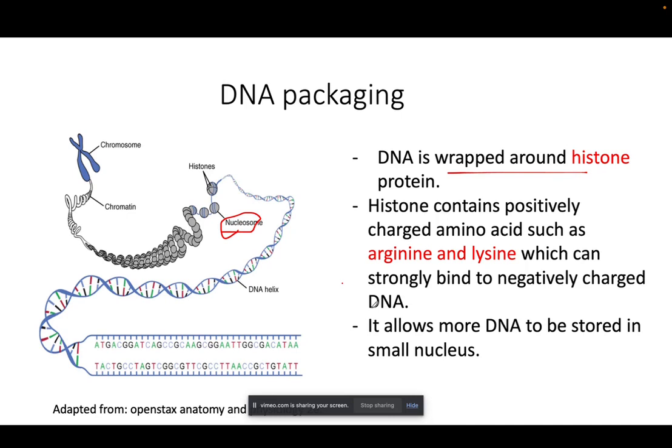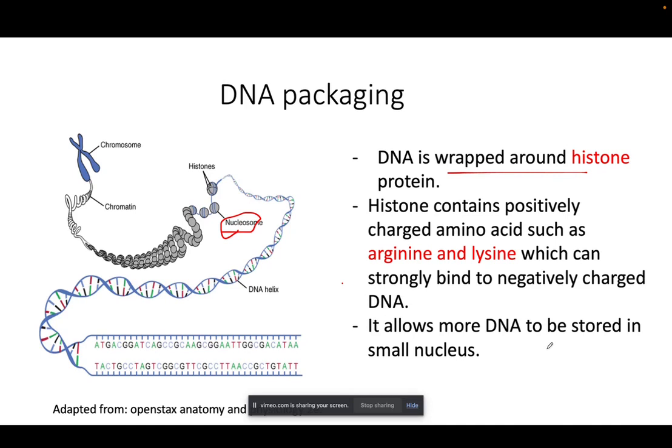Okay, and again, as I said, this packaging allows the DNA to be stored in the small nucleus, because DNA is quite large, so it is very important for it to be packed around this protein. So the take home here is that this histone has positively charged amino acids such as lysine and arginine, and DNA wraps twice around this protein, and the complex of histone and the DNA is known as nucleosome.